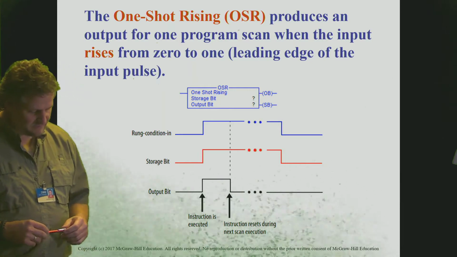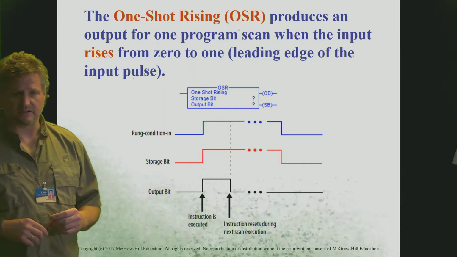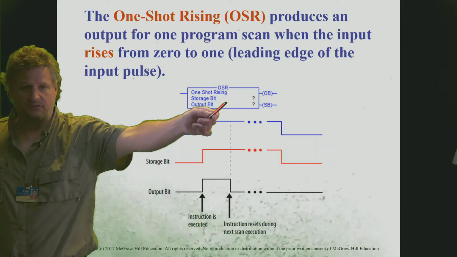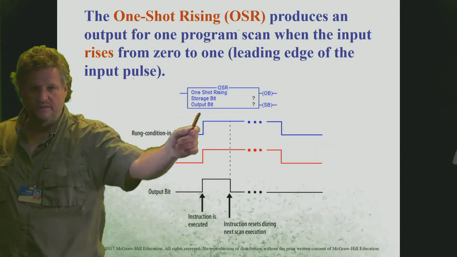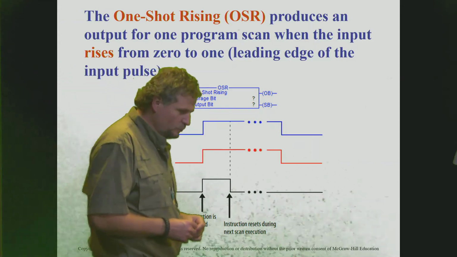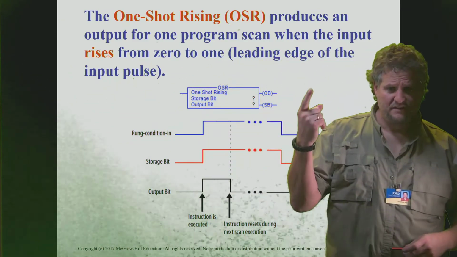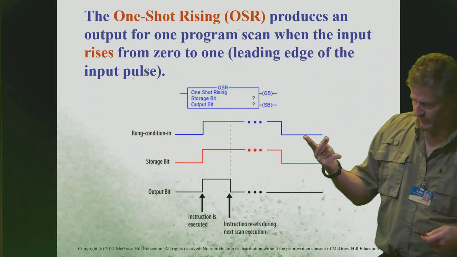The one shot rising, here's that command I was talking about a little bit earlier. You'll see it's got 2 bits to it: the storage bit and the output bit. What it's looking for is 2 bits, the storage bit, of course, and then the output bit.